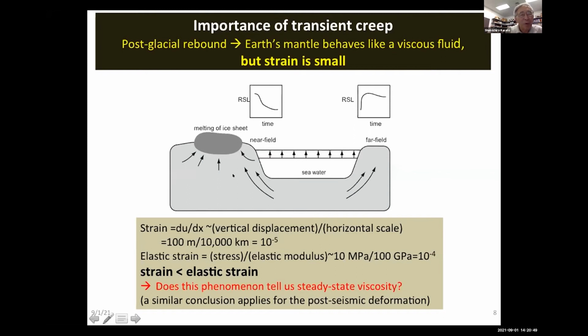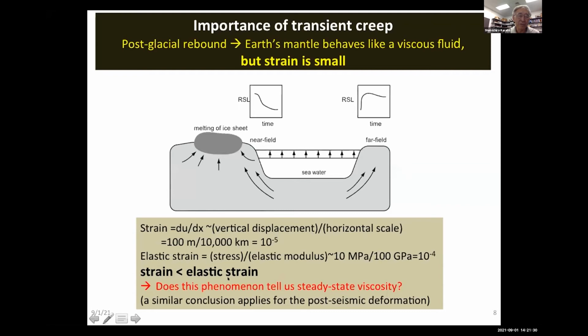But the amazing and embarrassing fact is this deformation involves extremely small strain. You can very easily estimate order of magnitude of strain by dividing vertical displacement by horizontal scale using the definition of strain. Vertical displacement maybe 10 meters, 100 meters, but the horizontal scale is 10,000 kilometers. So the strain is 10 to the minus 5. You can easily estimate the elastic strain associated with this kind of phenomenon, which is about 10 to the minus 4. So the very clear conclusion is strain involved in post-glacial rebound is elastic strain or less.